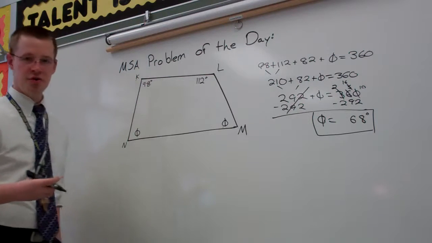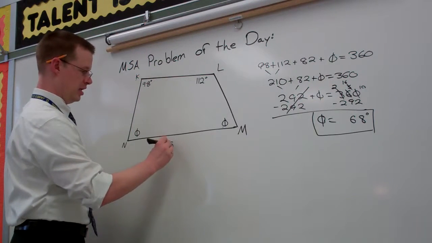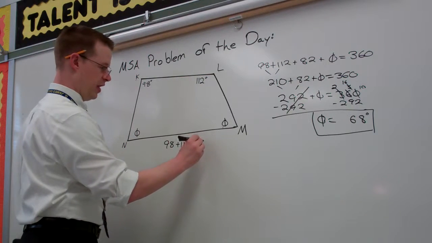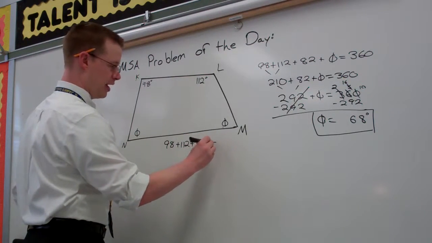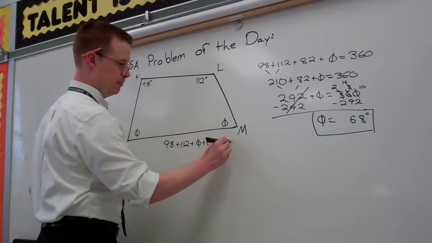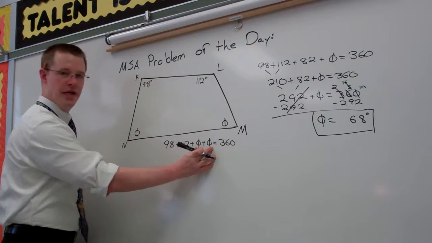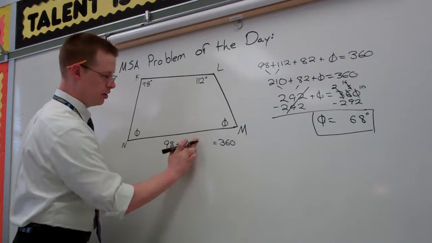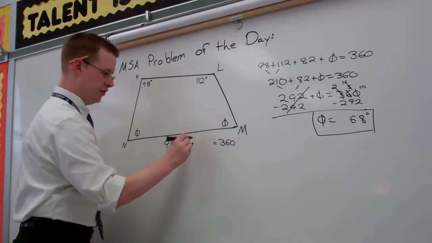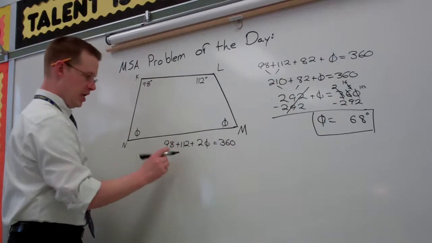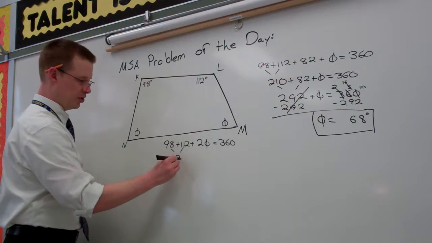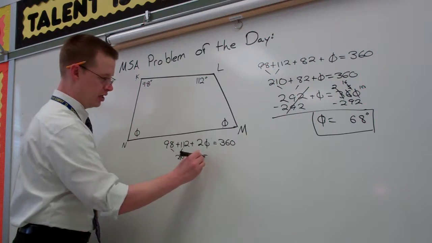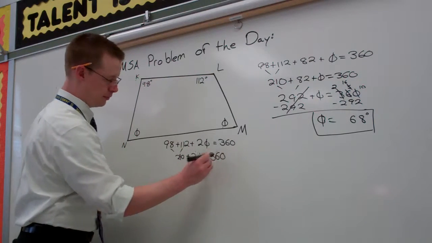So now I just have to write out the problem again. 98 plus 112 plus θ, or I'm sorry, plus φ plus φ equals 360. Well, these two right here is just 2φ, so I can get rid of that. I got 1φ, I got 2φs plus 2φ. And now I can combine these together to get 210. Whoops, 210 plus 2φ equals 360.